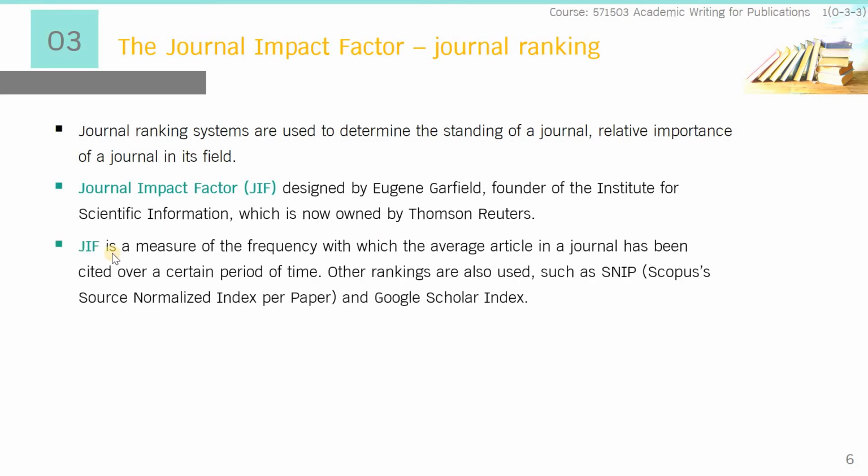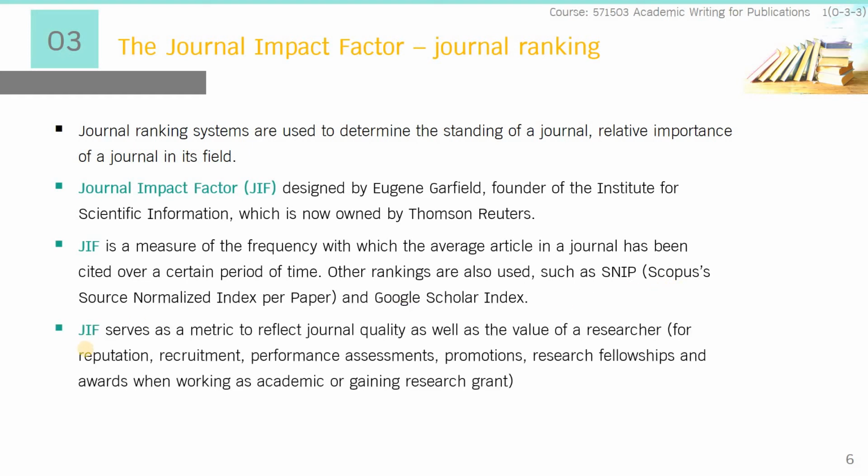The Journal Impact Factor is a measure of the frequency with which the average article in a journal has been cited over a certain period of time. It says how often the papers within a journal have been cited, and that's important. Other rankings are also used, for example, those based on Scopus or the Google Scholar Index. And the journal impact factor will serve as a metric to reflect journal quality as well as the value of a researcher. What does this mean?